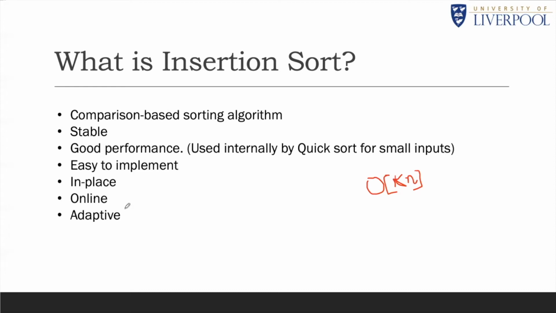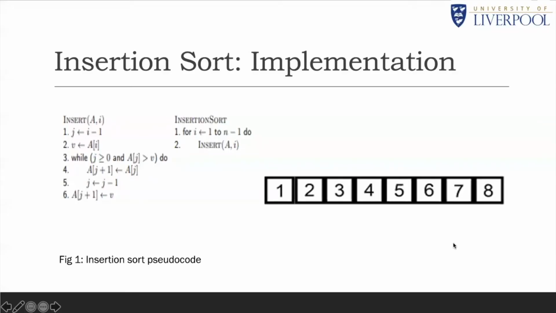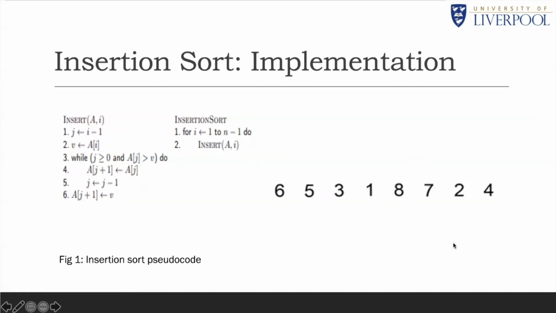Now, let's look at the implementation of insertion sort. So now you can see the pseudocode on this presentation. Basically, the algorithm is premised on the idea that the left part of the array is already sorted. Values from the unsorted part are picked and placed at the correct position in the sorted part. This can be done as follows.